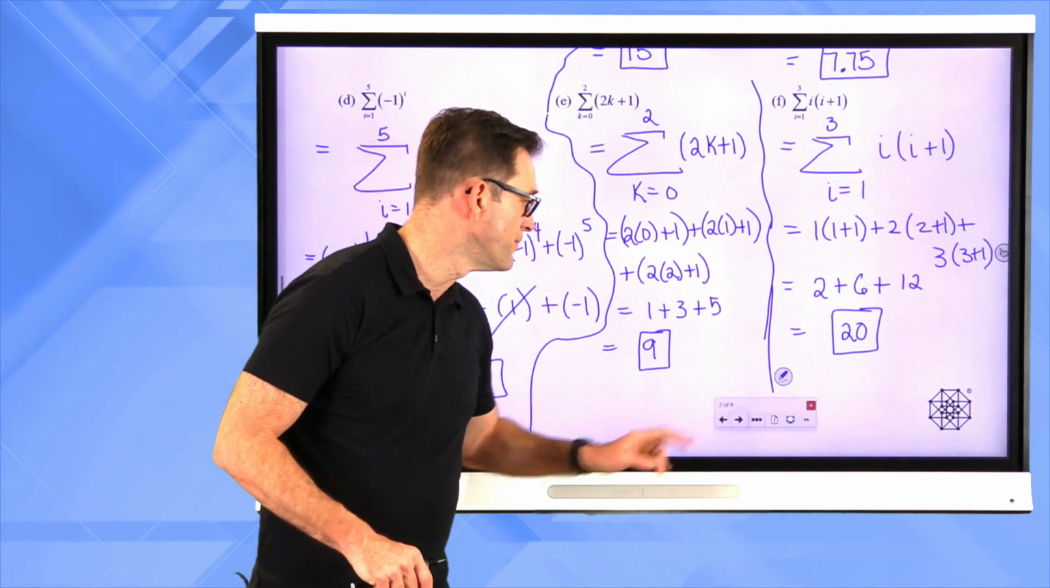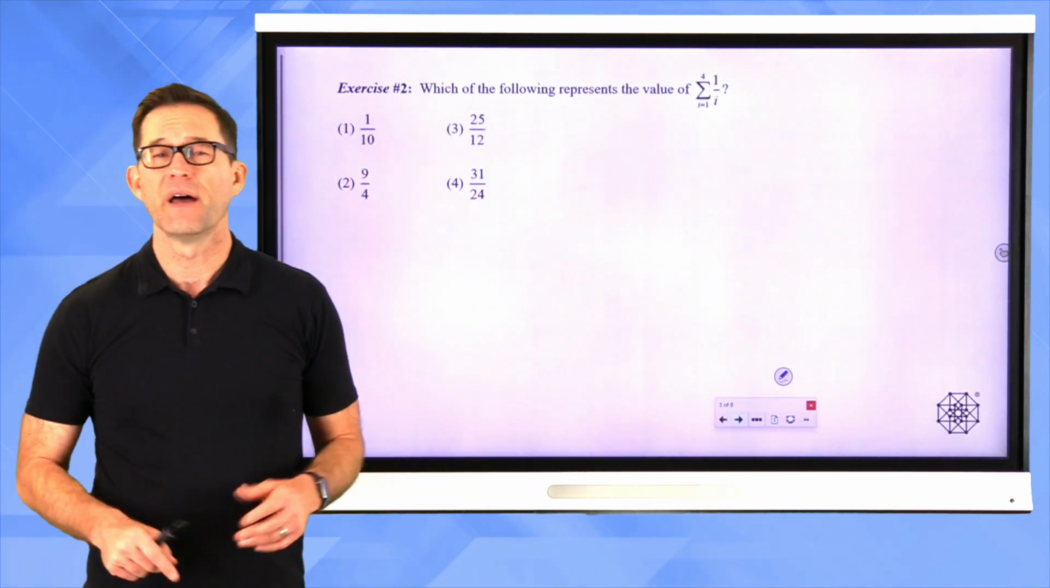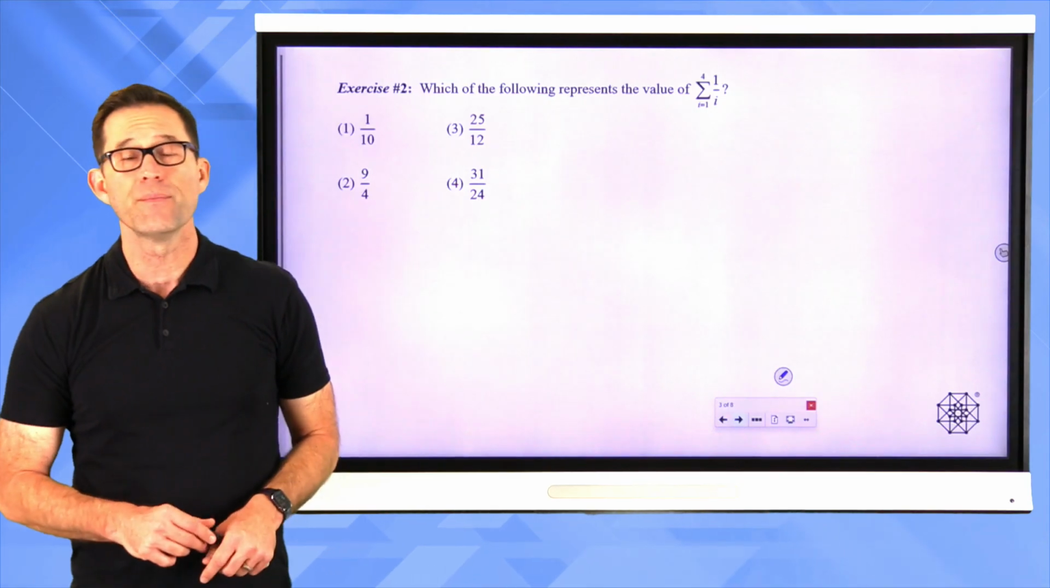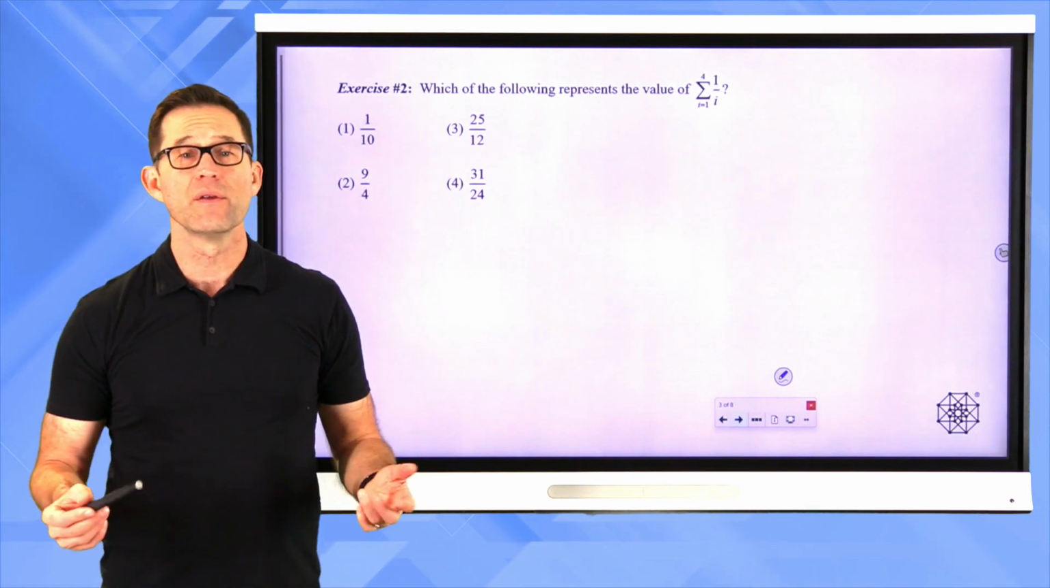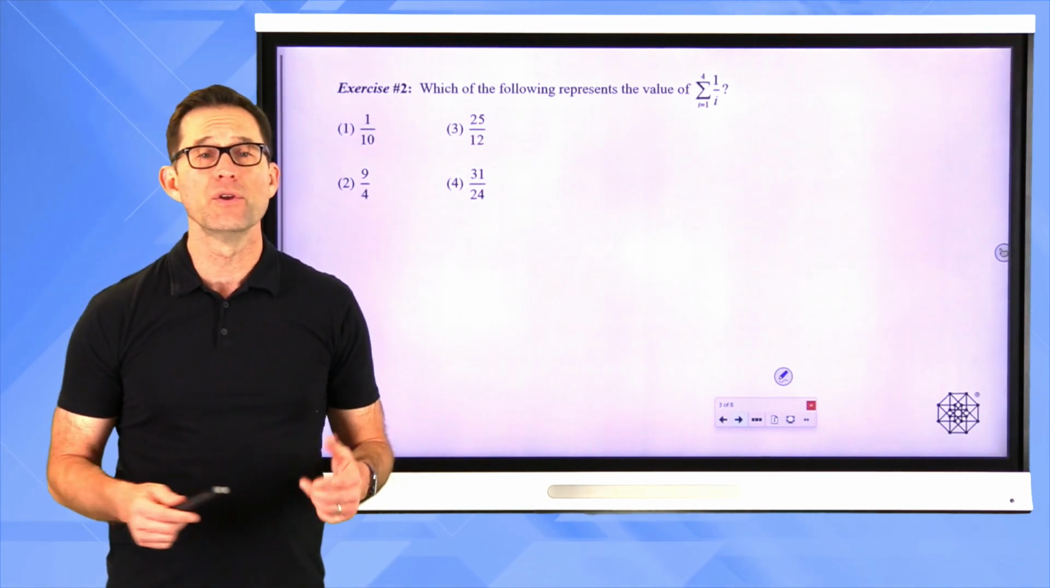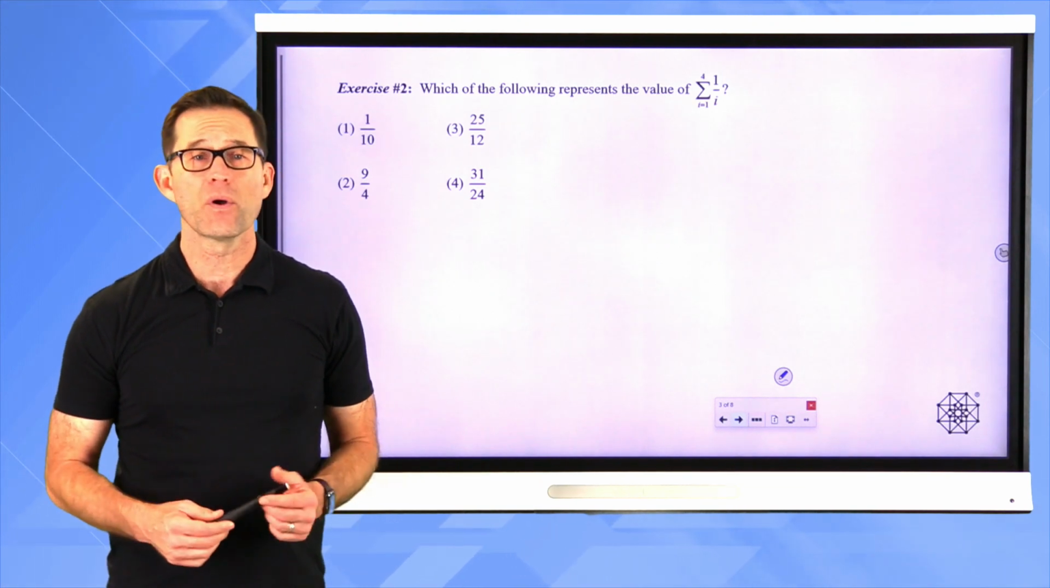So let's keep moving. All right, exercise number 2. Which of the following represents the value of the summation of i equals 1 to 4 of 1 over i? All right, well, see if you can figure out which of those 4 choices is correct. Feel free to use your calculator where you see fit in this, and then we'll go through it.